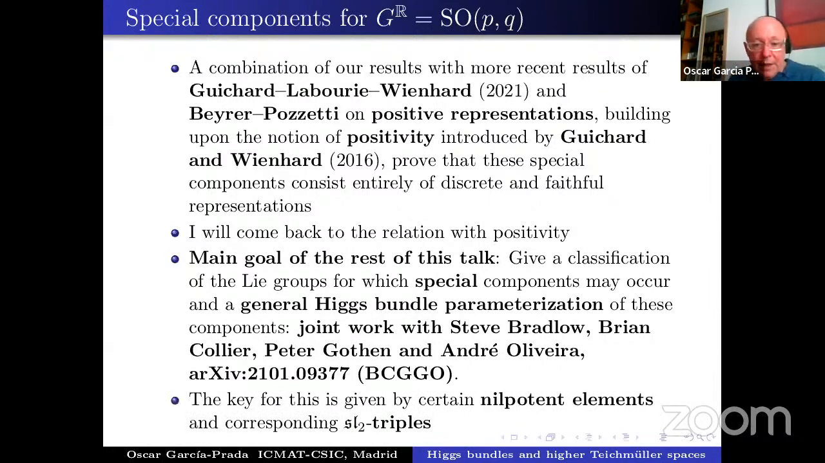The key to finding this classification from the point of view of Higgs bundles is given by the theory of SL2 triples, and in particular, certain nilpotent elements and corresponding SL2 triples. So let me explain this.